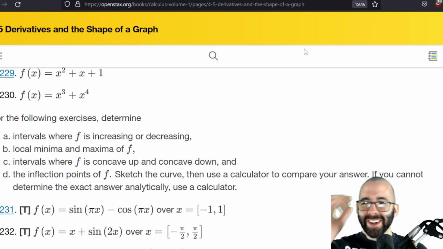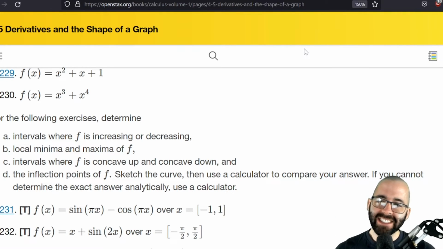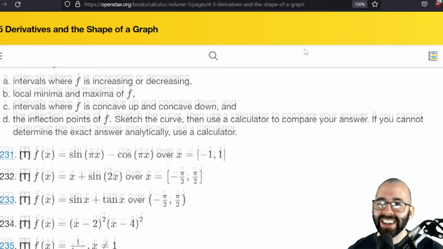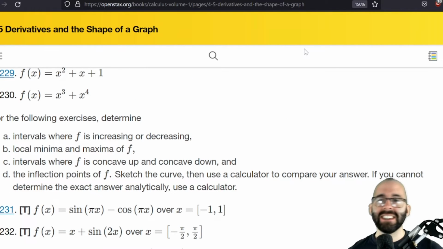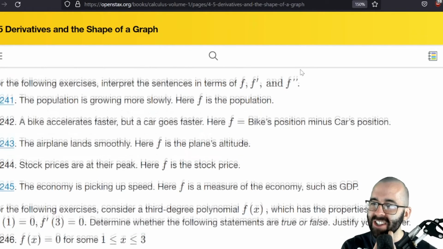Oh, that's a lot of parts. So this is just doing what we did at the end of the last video. I'm doing another one for you guys because I know people are not going to like this one. All right. Increasing, decreasing, local extrema, concave up, concave down, inflection points, sketch the curve. We're just doing all of that from the last example. That was example 5. We're just doing it all again for 242.